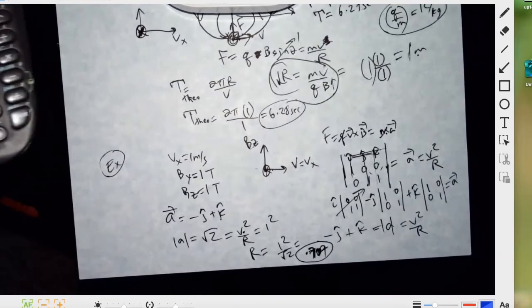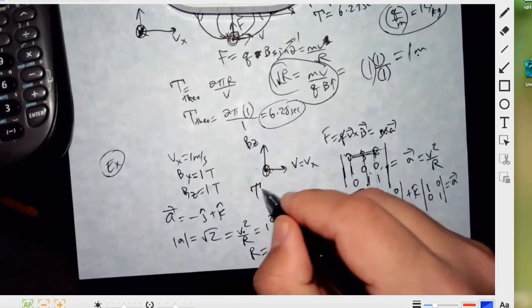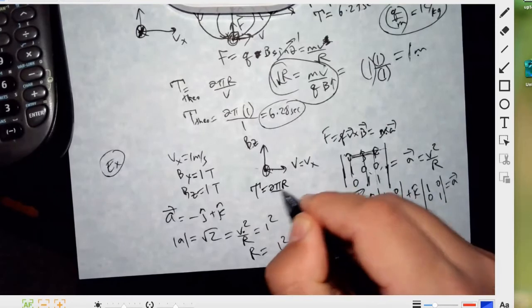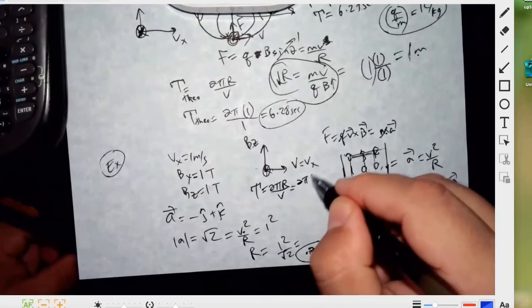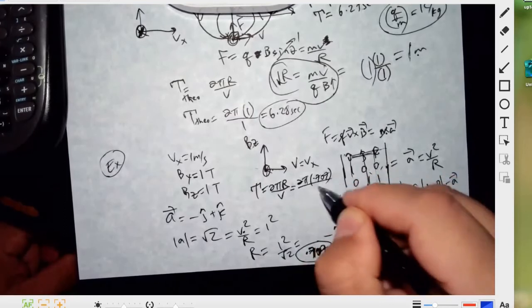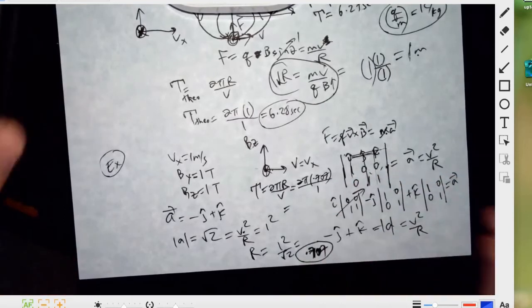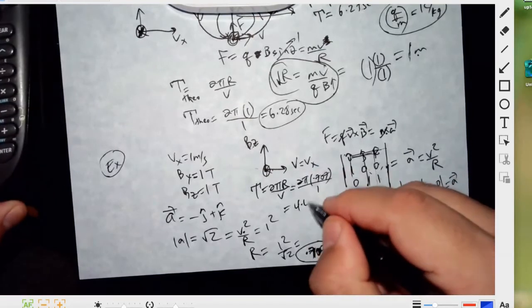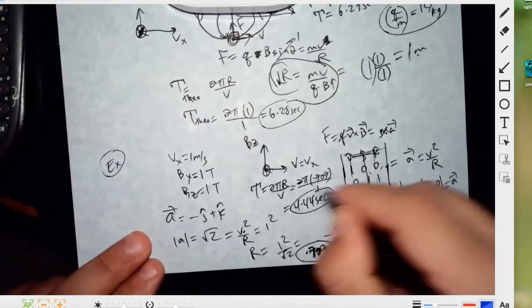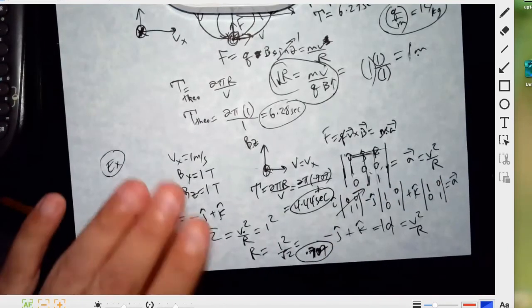And the period of the motion is going to be what? 2 pi r over the velocity. And so 2 pi times 0.707 over 1, times 2 times pi divided by 1, 4.44. 4.44 seconds. Okay, let's see if we run that, whether we're right.